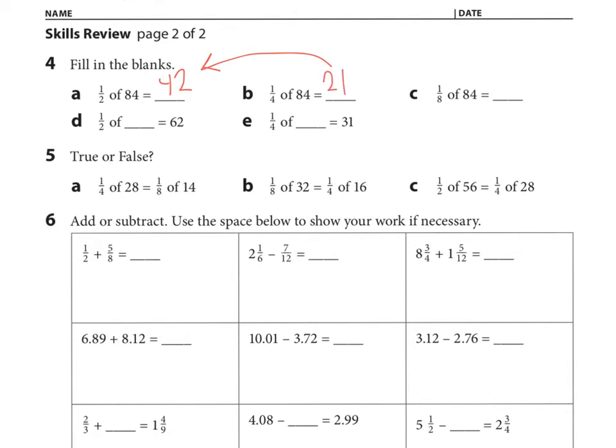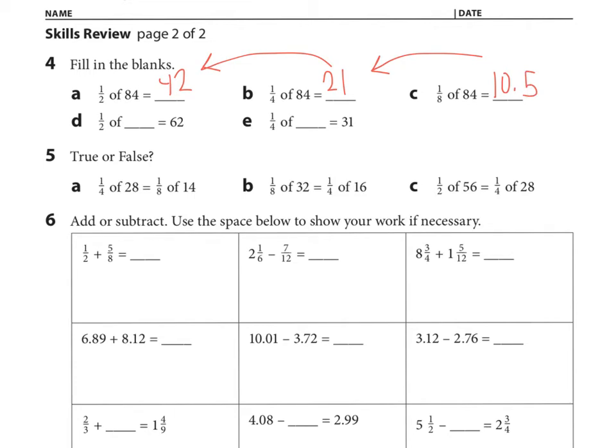C, 1/8 of 84. Well, I know again 1/8 is a half of a fourth. So what's half of 21? Half of 21 is 10.5. That's right, we're going to write it like this. We're going to write it in decimal form, 10 and 5/10.